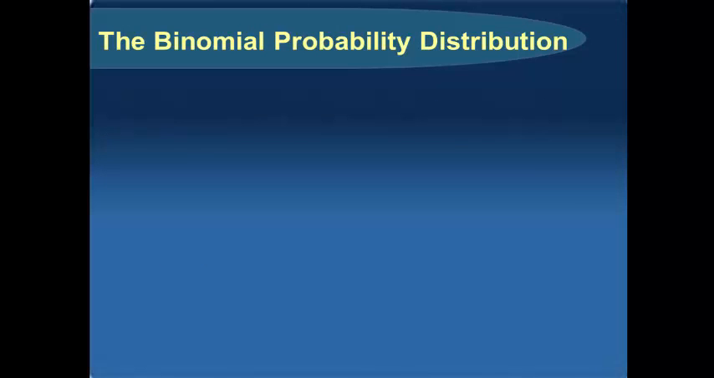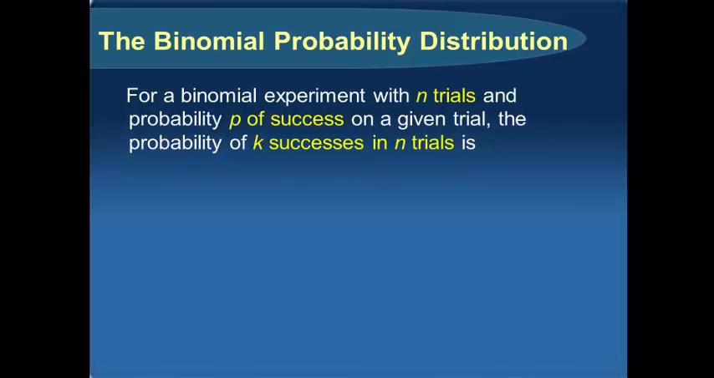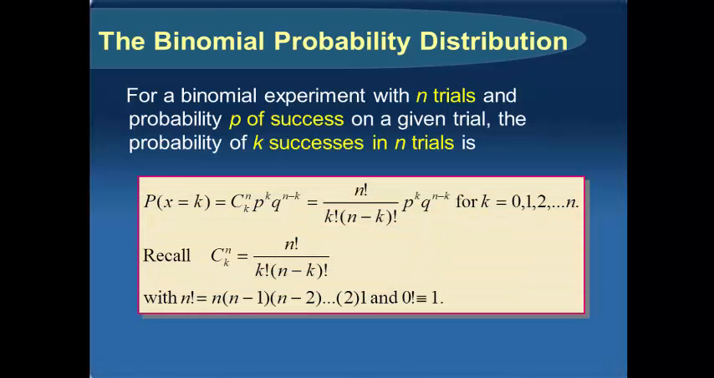The binomial probability distribution. For a binomial experiment with n trials and probability p of success on a given trial, the probability of k successes in n trials is given by the combination of n taken k at a time times p raised to k times q raised to n minus k, for k equal to 0, 1, 2, up to n.